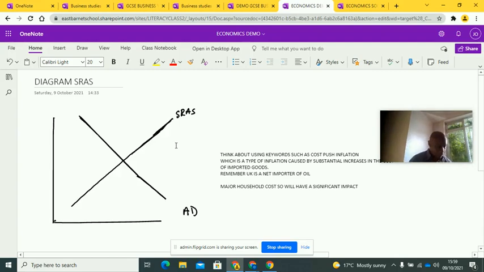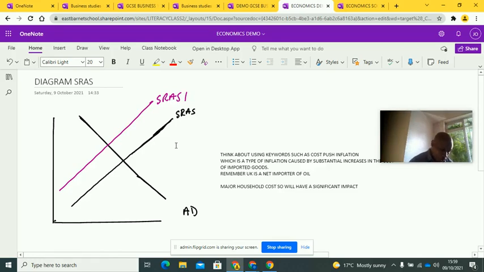So let's quickly do that. I'll just quickly draw SRAS shifting to the left, and let's call it SRAS1. Now let's label the diagram, which is very, very important. Let's do the labeling of the diagram. Remember, SRAS has shifted to the left.